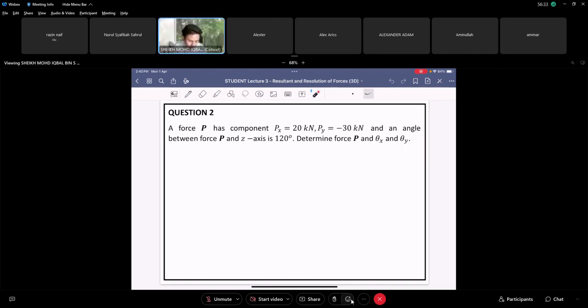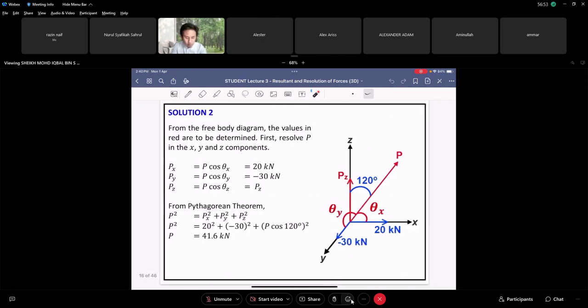All right. So a force P has component Px 20 kilonewton, Py negative 30 kilonewton, and an angle between force P and Z axis is 120 degree. Determine force P, theta x, and theta y. Okay. So the first thing that you need to do is to draw the free body diagram. Draw it in the X, Y, and Z plane.